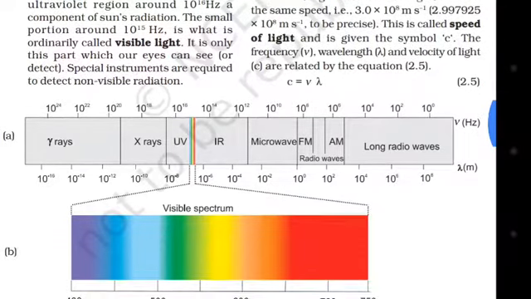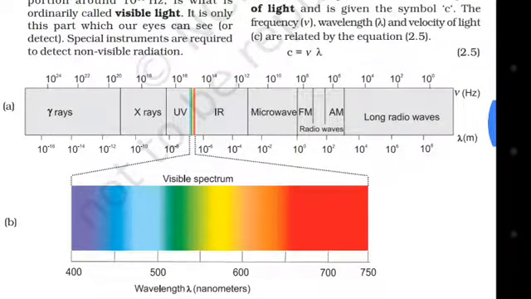The frequency nu, wavelength lambda, and the velocity of light c are related by equation 2.5, that is, c = nu lambda. Here, A is a strip that is simply showing the variation of frequency and the variation of wavelength relatively.